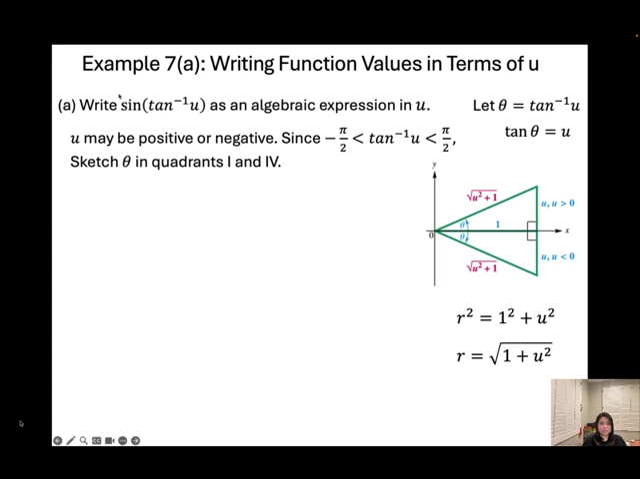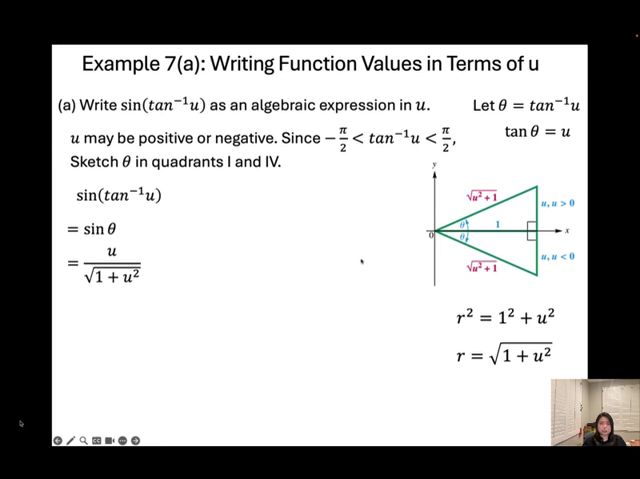Okay, now we go back to this guy. We have a sine of tangent inverse u. And then what is the tangent inverse u equal to? That's going to be equal to theta. What is sine theta? Okay, for the quadrant 1, sine theta will be u over square root of u squared plus 1. And then for the quadrant 4, same idea. That will be u over square root of u squared plus 1. And this guy will be positive or negative. It really depends on your u here.